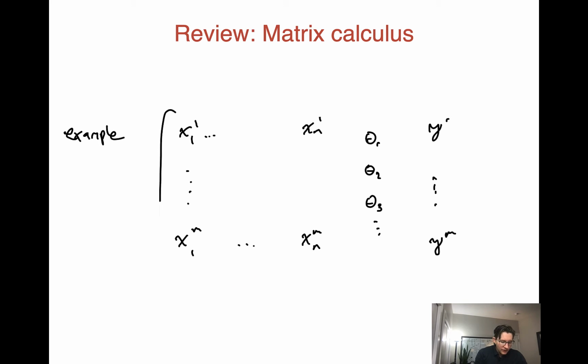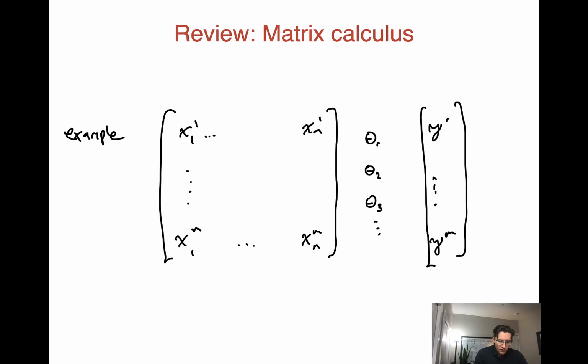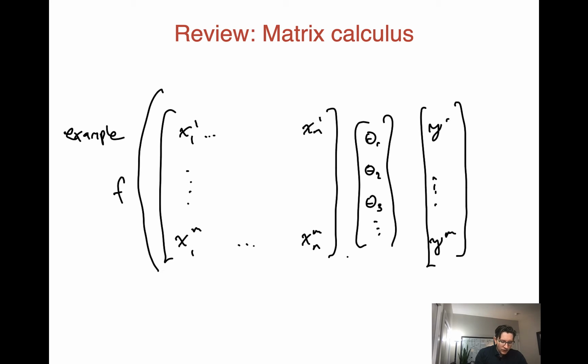We can consider this like a matrix. We can consider our labels like a vector and our parameters like a vector. And now our training looks more like we take a big matrix of training data, we take a vector of parameters, and we try to optimize that to approximate our labels.